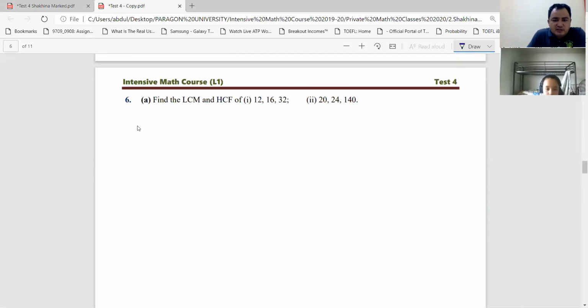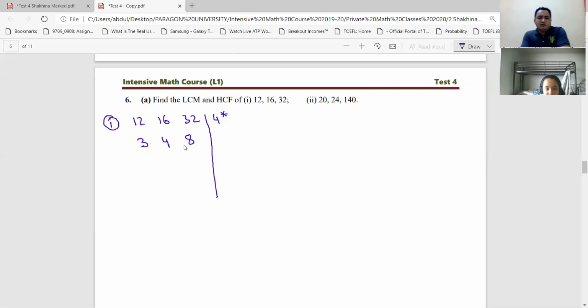As you know, first let me just write here: 12, 16, and 32. Draw a vertical line. Starting with, all numbers are divisible by 4, right? So divide by 4. Here we have 3, here we have 4, here we have 8. Now, as I see, they do not have a common factor. So divide by 4 again: it is 3, 1, 2. Divide by 2: 3, 1. Divide by 3: it is 1.